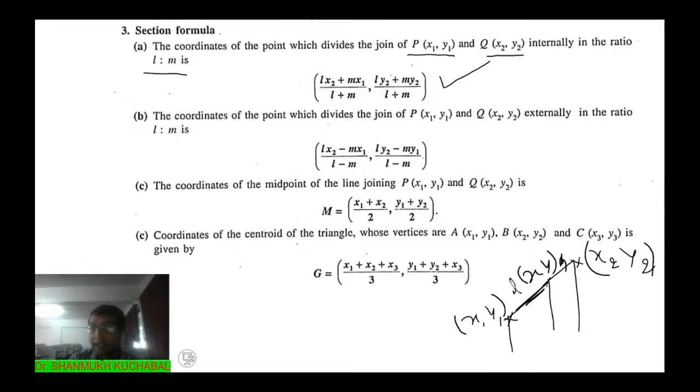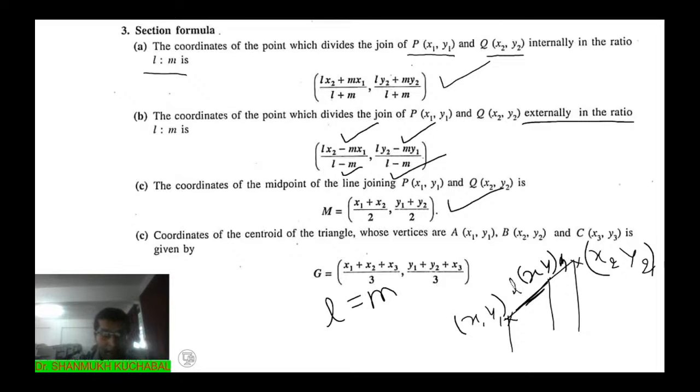Similarly, if it divides externally in the ratio L:M, we have to take a minus here, like this. Then the coordinates of a midpoint: midpoint means L is equal to M. After simplifying we get (x1 plus x2) divided by 2, and (y1 plus y2) divided by 2.